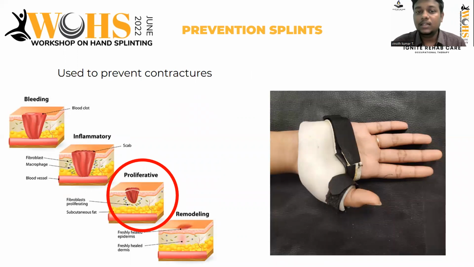Then there are preventive splints. These splints are used to prevent contractures. They are used when wound or tissue healing reaches the proliferative phase, or the initial stage of healing. As soon as the inflammatory phase ends and in the middle of the proliferative phase, most surgeons go for these splints. The picture that you see is a short-term spica. It is used for preventing web space contractures.